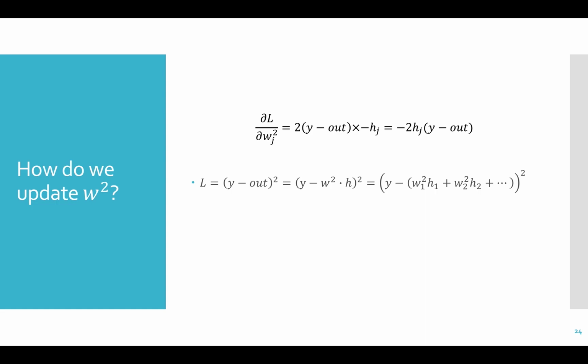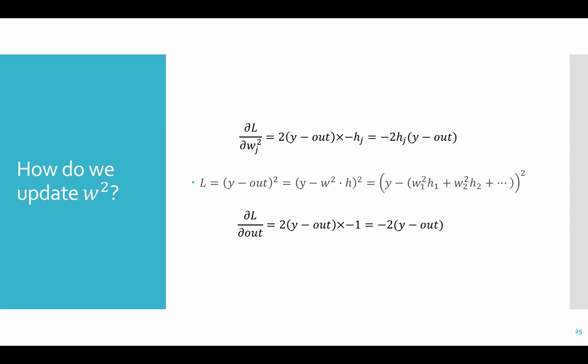That was pretty painless. Let's look at it a slightly different way. We can see the chain rule in action here. If we take the derivative of L with respect to the output, or y hat, then we get this: negative 2 times (y minus out). Now, if we take the partial derivative of the output with respect to w2 sub j, we get h sub j. The chain rule states that we can multiply these two together and get the partial derivative of L with respect to w2j, like so.